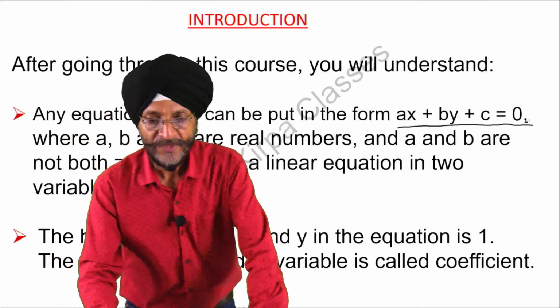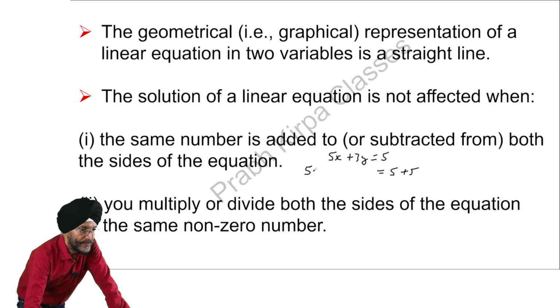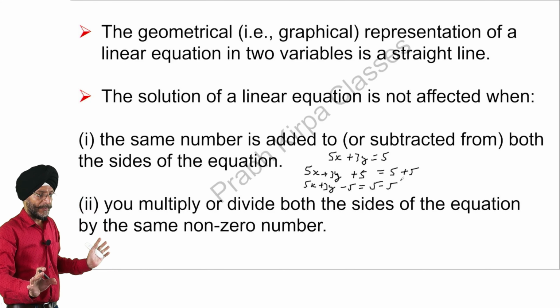The solution of a linear equation is not affected when the same number is added or subtracted from both the sides of the equation. Suppose we have an equation 5x plus 3y is equal to 5. It means that if we add 5 on both sides, it does not make any difference. If we subtract the same number, 5, from both sides, it also does not make any difference.